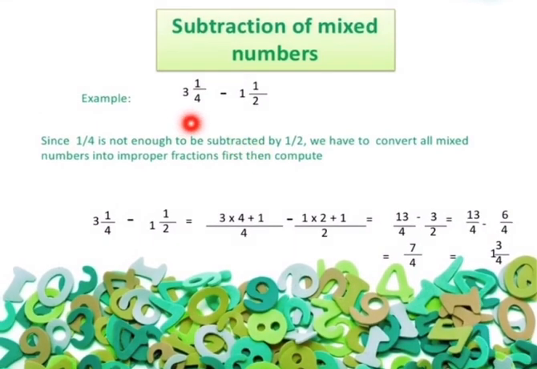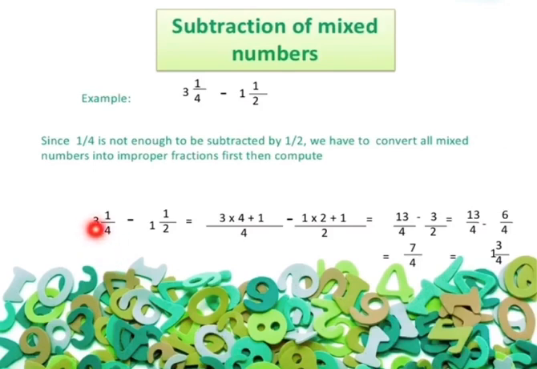Similarly, we can also subtract mixed numbers. In addition we say that we add whole numbers and whole numbers together and fractions together, but here we can see that 1 by 4 is not enough to be subtracted by 1 by 2. So what will we do? We will convert all the mixed numbers into improper fractions and then we will compute. Likewise, you can see here we are converting them into improper fractions.